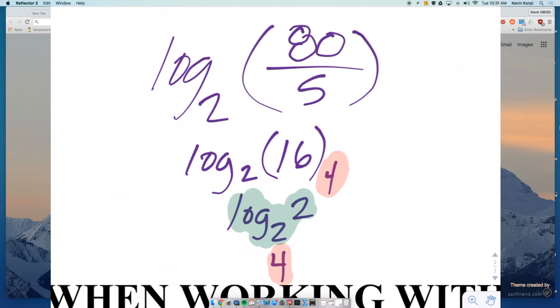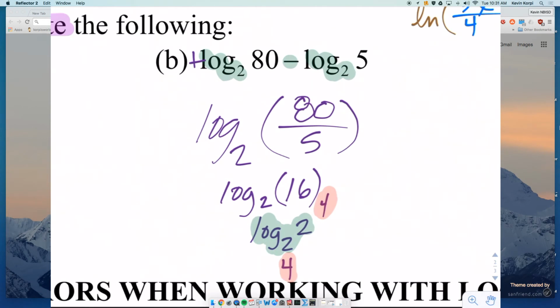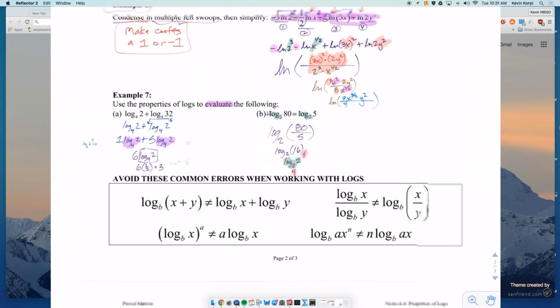So condensing, when you can do it, is the easier way, simply because it's the quickest, fastest way to get multiple terms that may have individual logs down to a single log term. And that's the whole beauty of the condensing part. All right, so there's A and B.